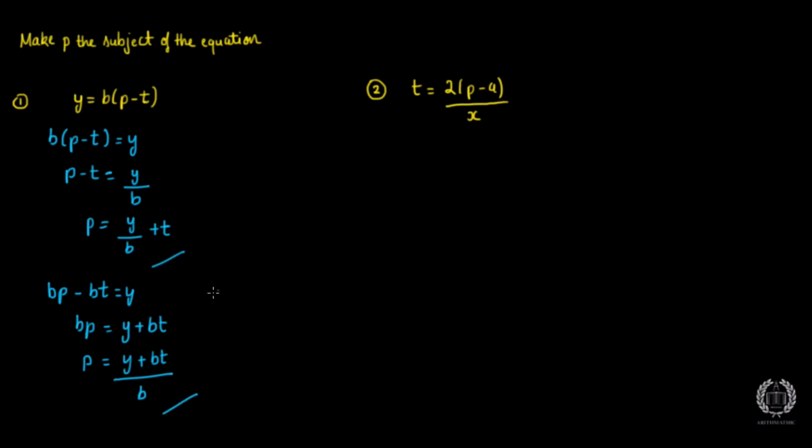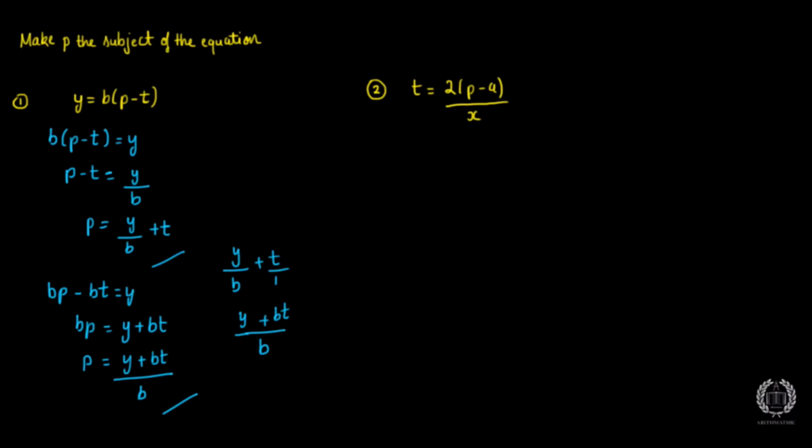Okay, and again, if you don't believe me, I could quickly show you here. So if we do y over b plus t, and I put t over 1, my lowest common denominator here is b. Now, if I want to get this left-hand side, all I have to do is y times 1, which is y. And if I want to get this side, I do b times t, which is bt. And that gives me the answer. If you see this, it's the same as this. So it's the same thing.